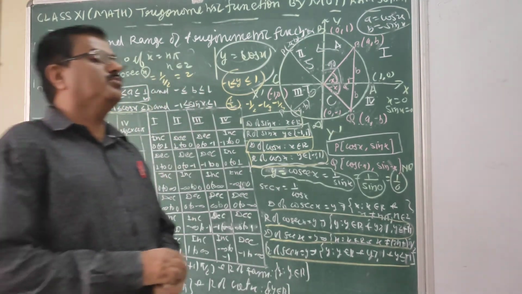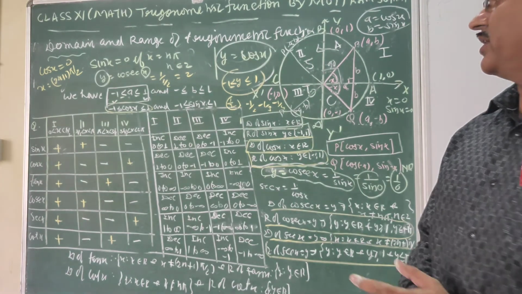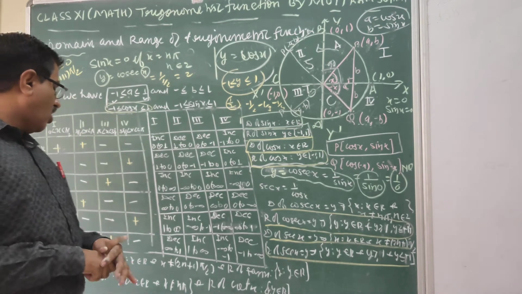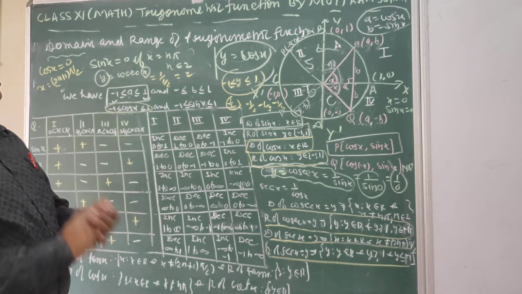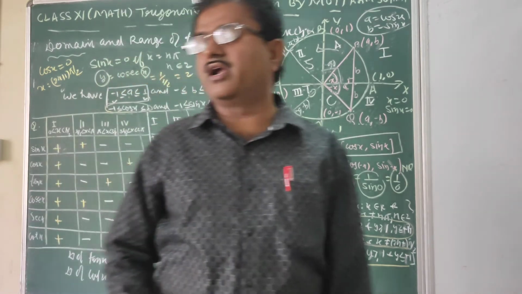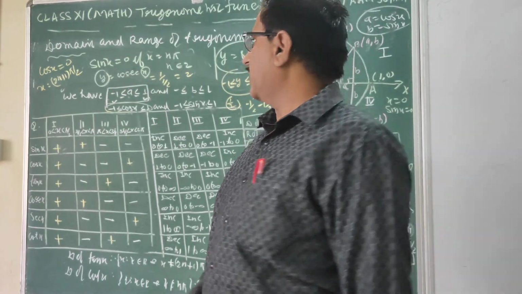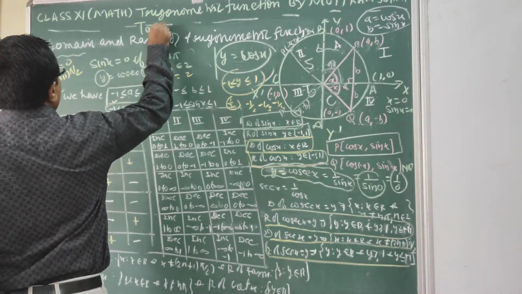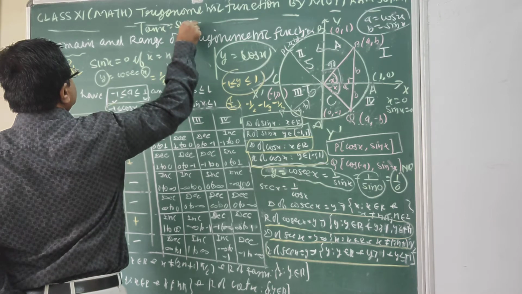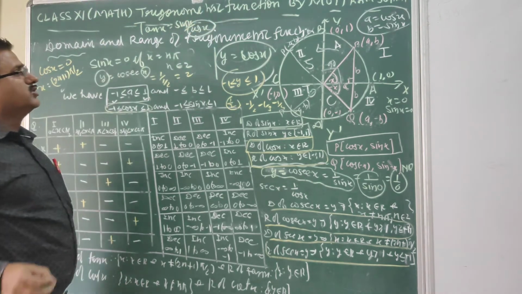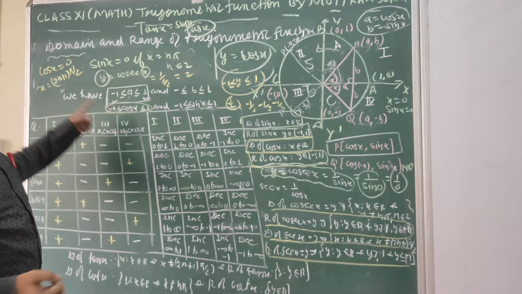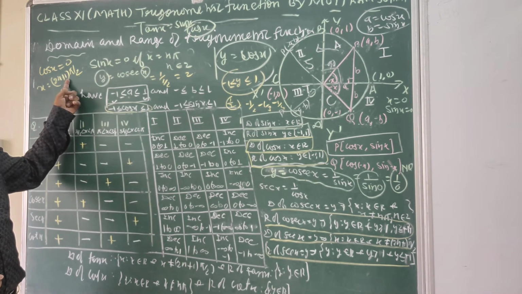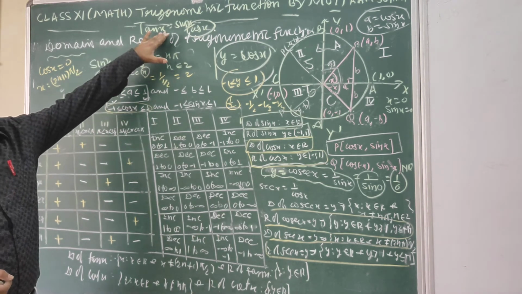Now suppose you want to find the domain or range of tan x. You can say tan x is defined for all real values, but it is also not defined at odd multiples of pi/2, because tan x is sin x upon cos x. So tan x equals what? Sin x upon cos x. If the denominator is 0, then tan x is not defined. Denominator 0 means cos x is 0, and cos x is 0 at odd multiples of pi/2. So the domain of tan x will be all real except these points.